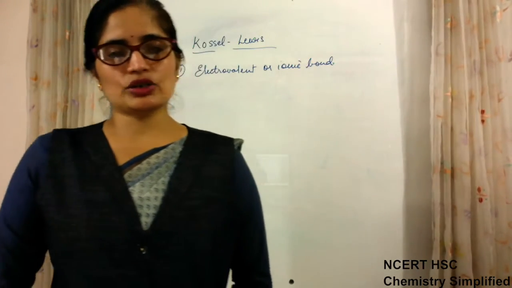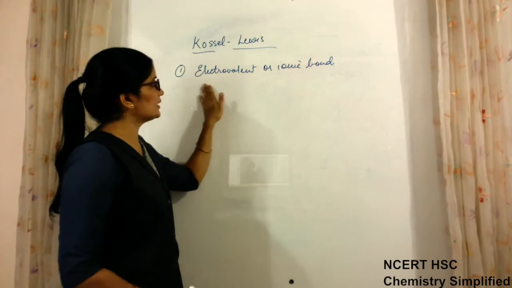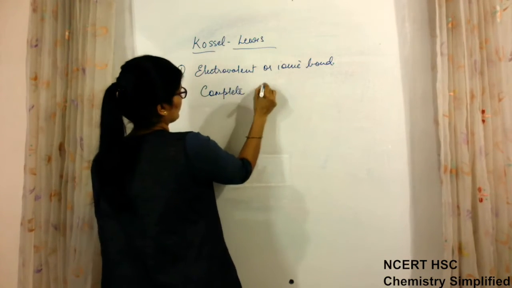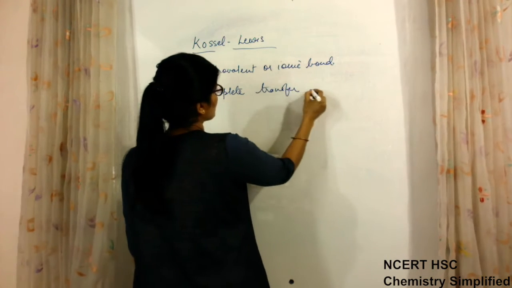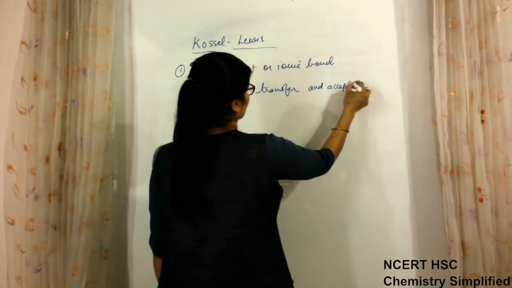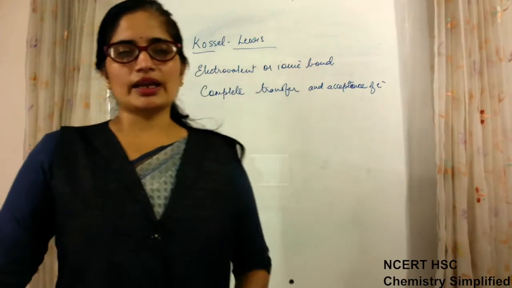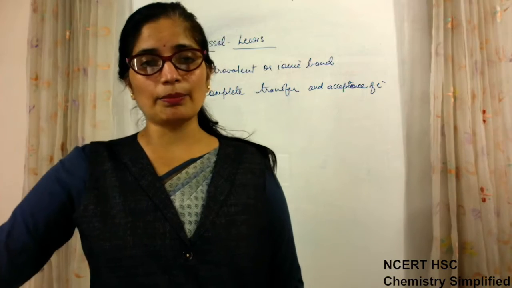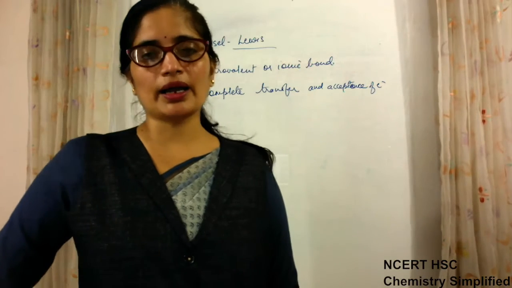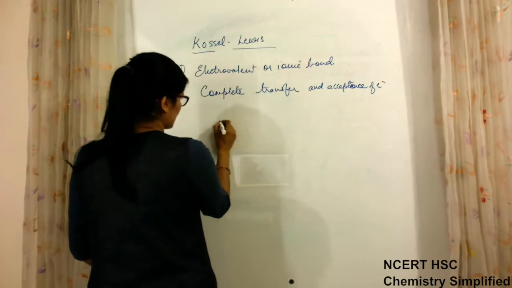We all have studied electrovalent and ionic bond in class 10th. In that we have seen that electrovalent or ionic bond is formed by complete transfer and acceptance of electrons. In case of electrovalent and ionic bond, there is complete transfer and acceptance of electron. It is not shared by any of the two elements which are undergoing combination.